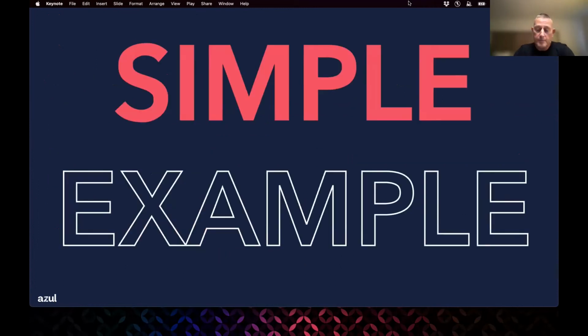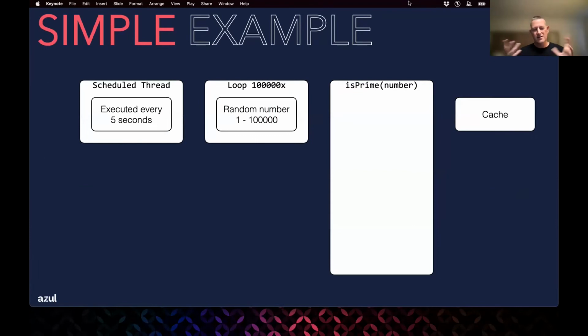Okay, so now let me give you a very simple example, and this should just give you an idea how the whole thing works. So I created a little demo app that has a scheduled thread that will be executed every 5 seconds, and every 5 seconds it will call a loop, right? And in this loop, which goes 100,000 times, it will check for a random number between 1 and 100,000: is this number a prime number, right?